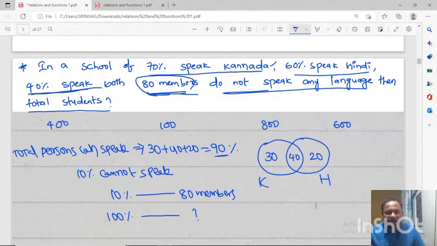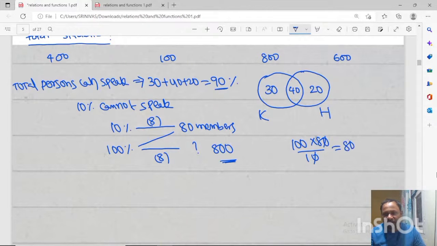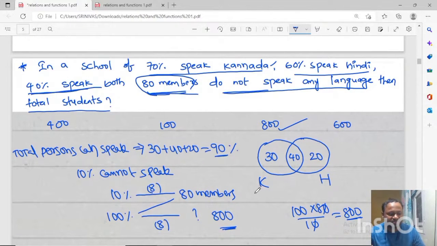10% is equal to 80 members, so we can write 10 eights are 80. Then 100 eights, how much do we get? 800. Or simply you can do it this way: 100 into 80 divided by 10. 10 got cancelled, 800. Both are the same. So the answer will be 800. So this is the way to find the solution. I think you got the solution.